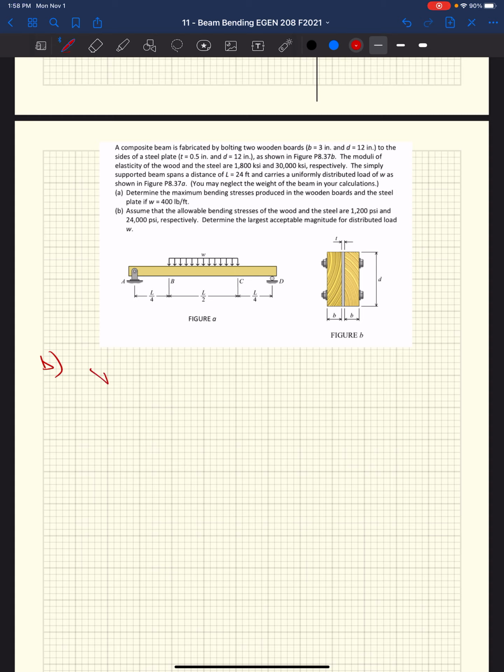Well, again, maximum stress in our reference material is our traditional equation, right? Well, if we switch that and solve for the maximum moment due to the maximum stress, this is what we would be doing for our wood.